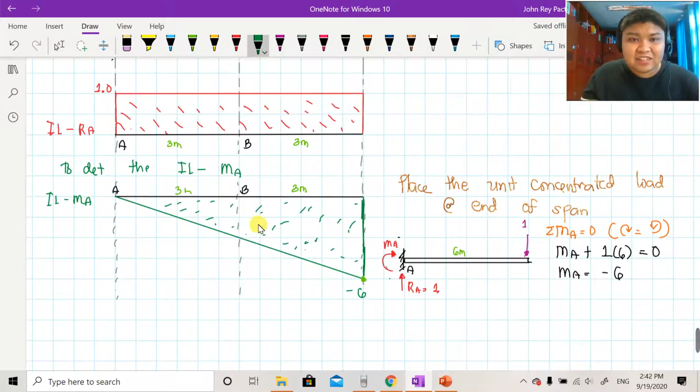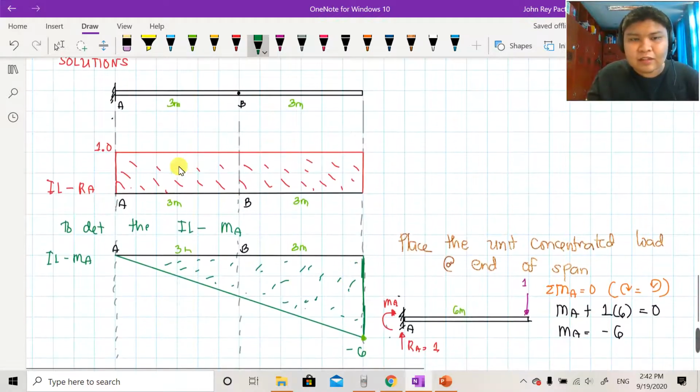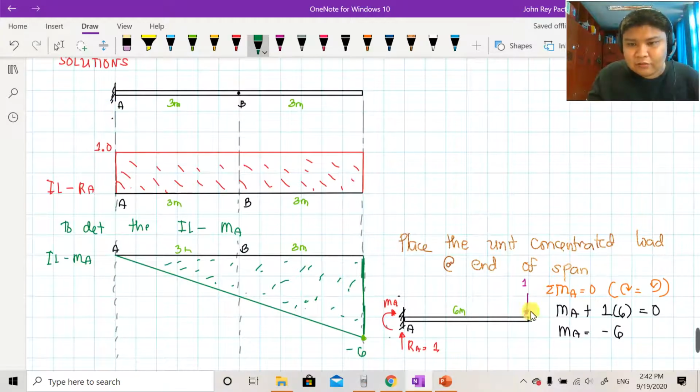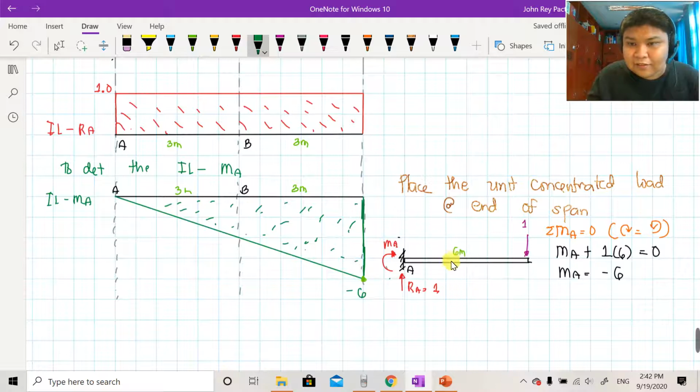So nung nakaraan sa shear class, kung mapapansin nyo, kahit saan natin ilagay yung unit concentrated load class, the vertical reaction at A will still be 1. Di ba? Halimbawa, dito sa dulo, still the reaction is 1. Ilagay ko yung 1 sa midspan, the reaction is 1. Di ba? However, for the case of moment, nakadepende yung class sa distance.